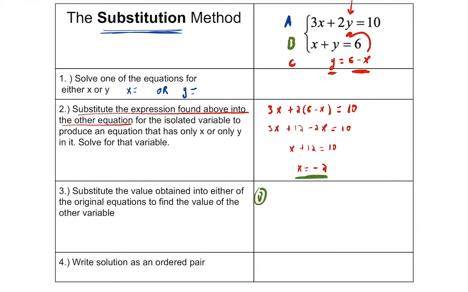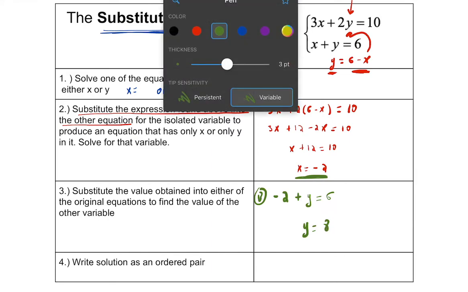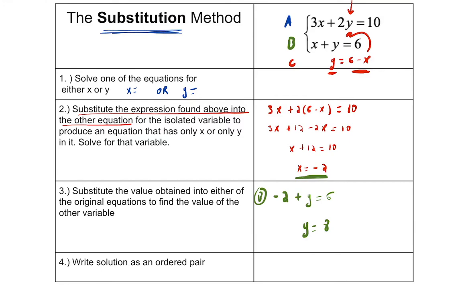Equation B is x plus y equals 6. So now it's going to be negative 2 plus y equals 6, or y equals 8 when we add the 2 to both sides. So what we have here as a solution is negative 2 comma 8. Again, that's called the substitution method because you solve for one of the variables and you substitute back into the other equation to get an equation with just a single variable to solve for.